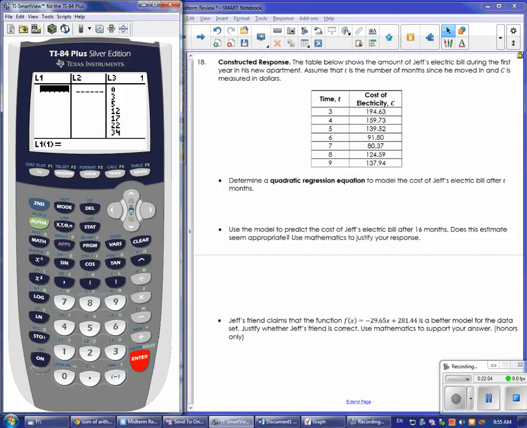Okay, let's go ahead and enter our data. So I'm going to go ahead and enter my time in list 1. And remember, time represents the number of months since Jeff moved in.